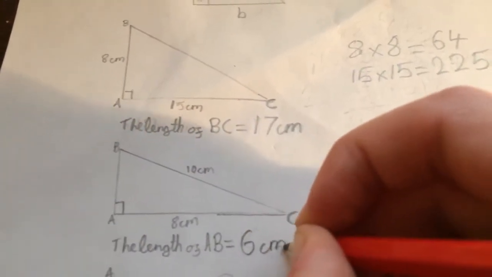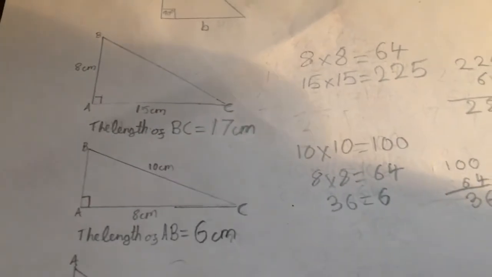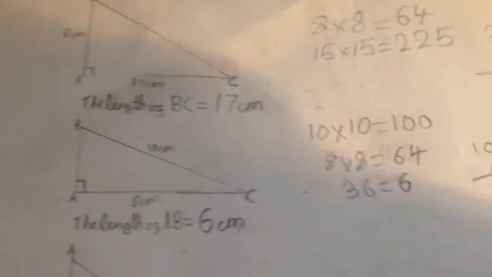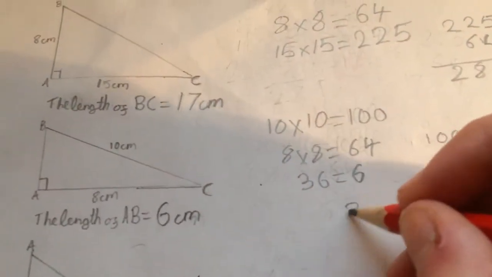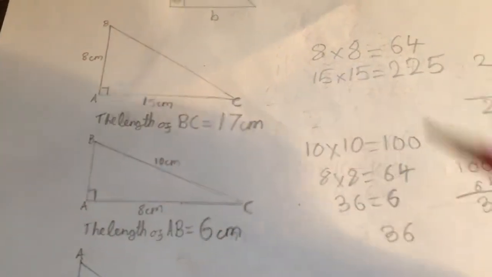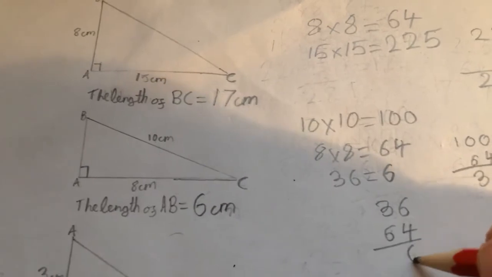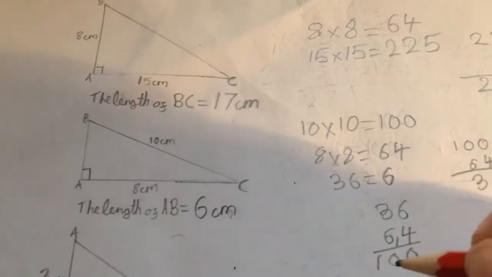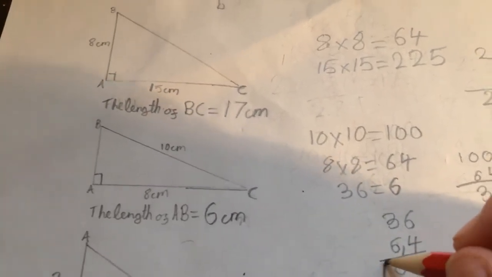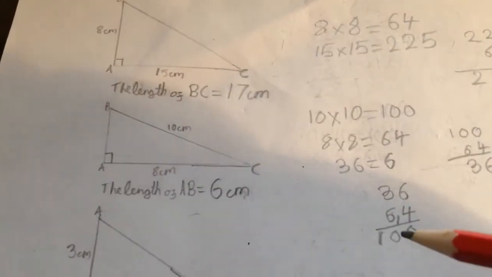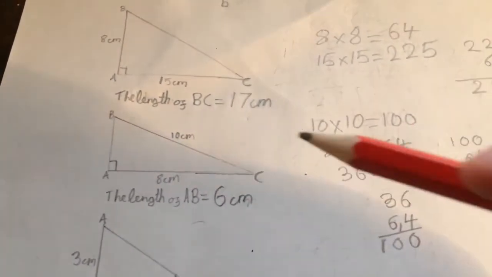6 centimetres. To check that we've got this right, all we have to do is times 6 by 6, which is 36, times 8 by 8, which is 64, add them together, which is 100, make sure that 10 is the square root of 100, and we know that we've got the question right.